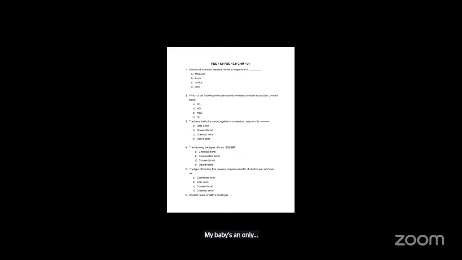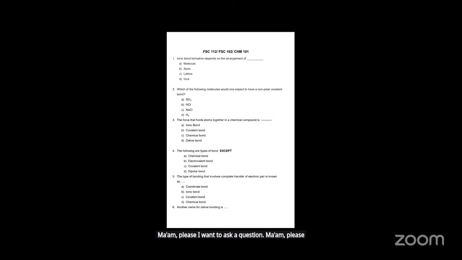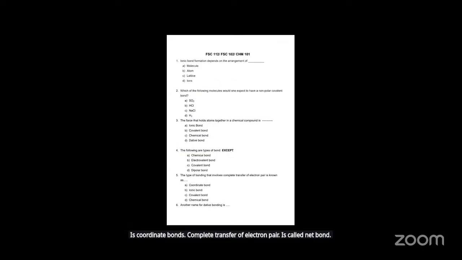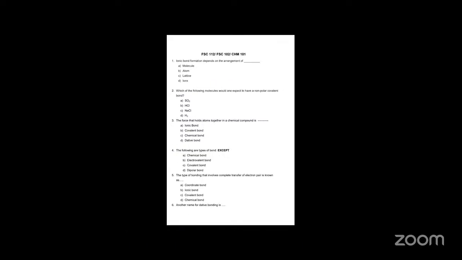Please, that number 1, the complete transfer of electron pair is coordinate bond. But what about magnesium? I thought they are sharing the pair. They're sharing it now. Complete transfer is ionic, they are transferring. It's still 2 electrons, so it still makes a pair.